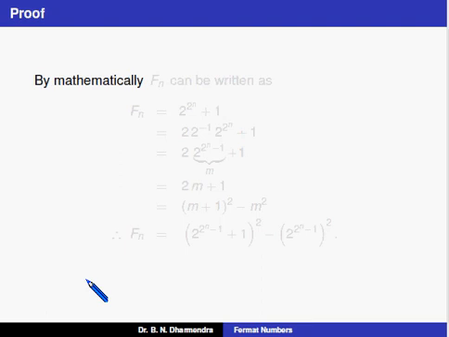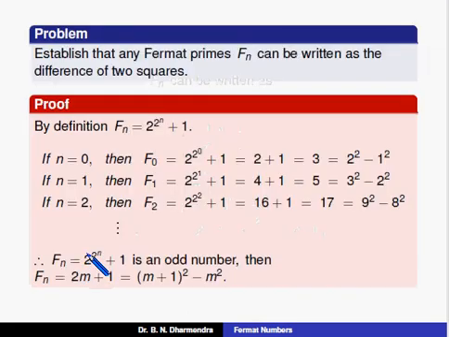This we show mathematically. Fn can be written as, you can observe the term here and the previous one here. Compare these two terms. We can find out the value of m. Here 2 to the power of n plus 1, here also 2m plus 1. The 1 gets cancelled, meaning 2m is equal to 2 to the power of n, or m is equal to 2 to the power of n minus 1. Okay.